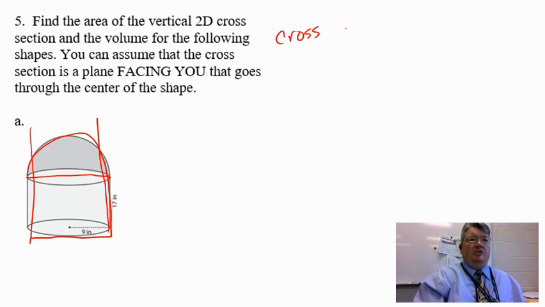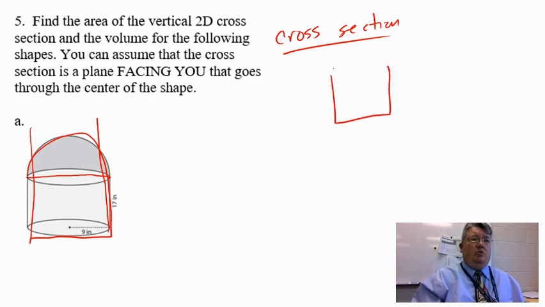Cross section. First thing I'm going to do is draw that cross section. It looks like that with a half circle on top. So that tells me what I need to do. This is 9 inches from here to here. See it right there? This is 17 inches high.